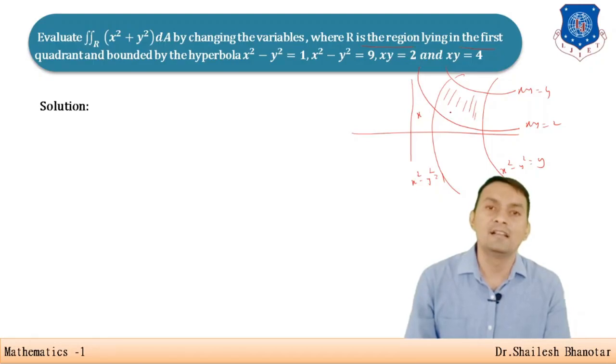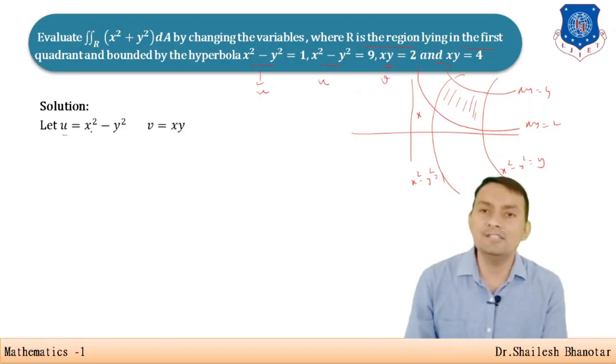But if I ask, can you evaluate this double integration using this region? It is quite difficult, because using this region it is very difficult to estimate the limits for x and y. So instead of that, we are going to consider a transformation. Here it is clear that x square minus y square is one, so for simplicity let us assume x square minus y square is equal to u and xy is equal to v. So our transformation is u is equal to x square minus y square and v is equal to xy.